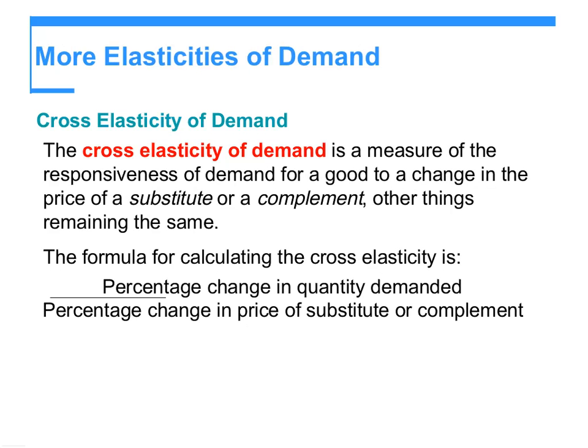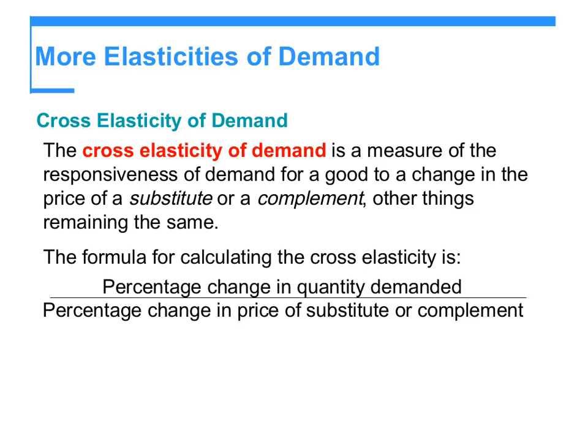More elasticities of demand: cross elasticity of demand. Cross elasticity of demand is a measure of the responsiveness of demand for a good to a change in the price of a substitute or complement, other things remaining the same. The formula for calculating the cross elasticity is the percentage change in quantity demanded divided by the percentage change in price of the substitute or complement. You remember we were doing this elasticity formula for our brand, and our formula was the percentage change in quantity demanded and the percentage change in price of that product.